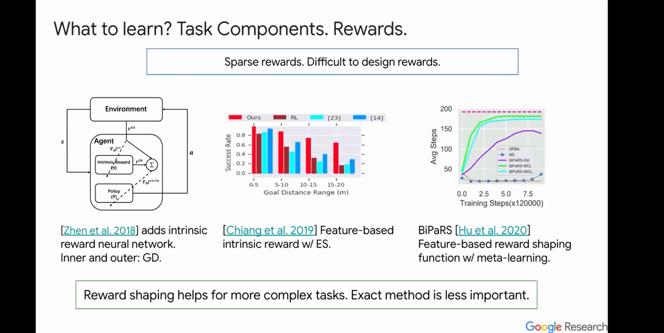Okay. So reward shaping helps for more complex tasks. What we're finding is that the exact method is less important than how we actually do it.